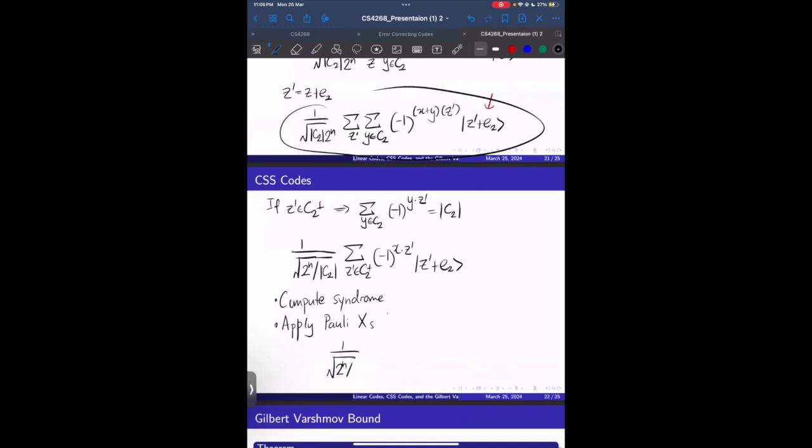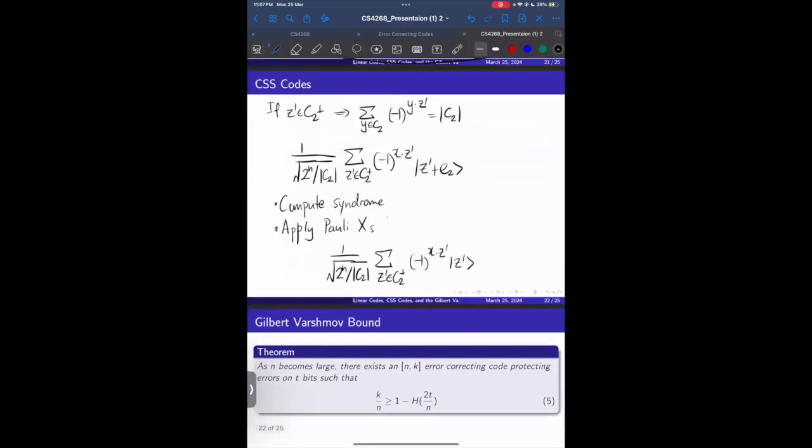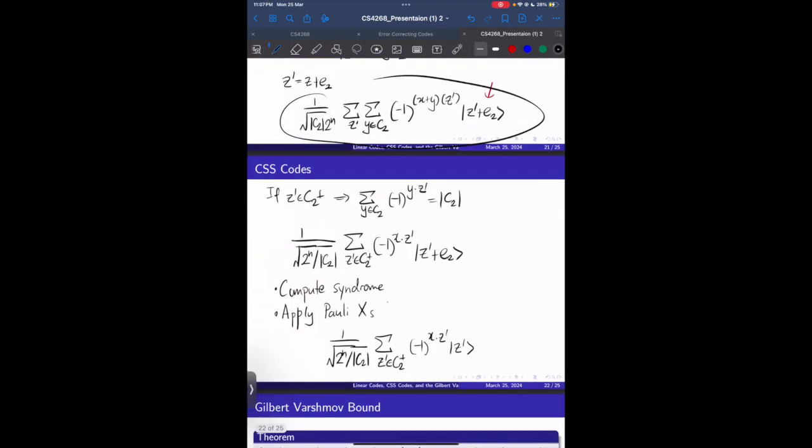And now we have successfully fixed all the phase errors, right? So what's left is just to change back. Since to solve the phase errors we changed the basis, now we just change back. So we just apply the Hadamard again, and then we recover the state that we originally wanted.